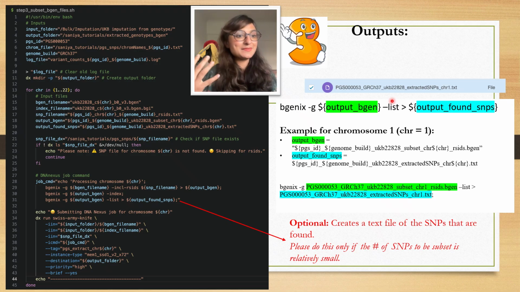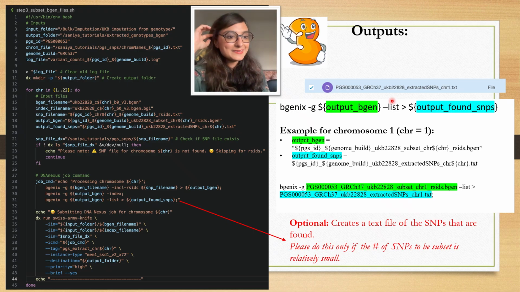So the last line is optional, and again, it's just because we have a small set of SNPs, so you can do this. You don't need to do this. This is just for defensive programming and just to see what SNPs were found. You don't need to use this. It's optional, but it'll give you this text file here.